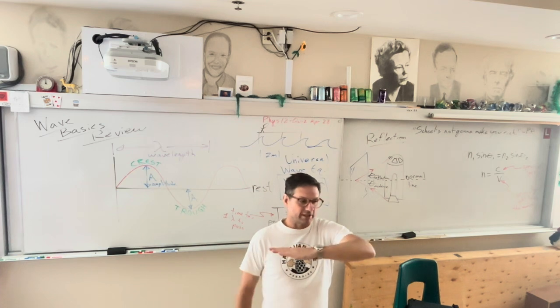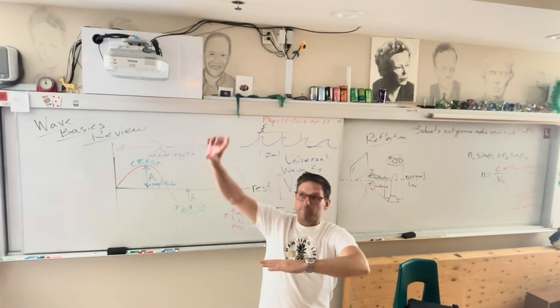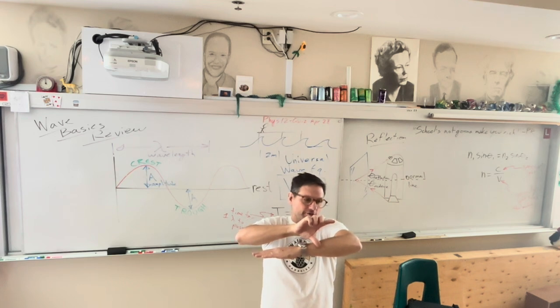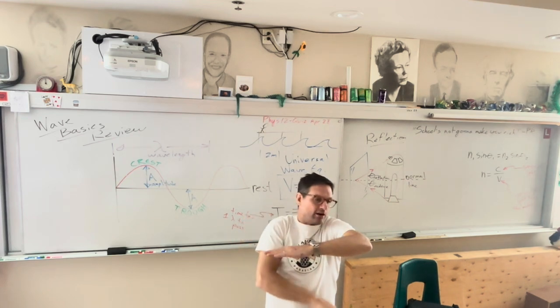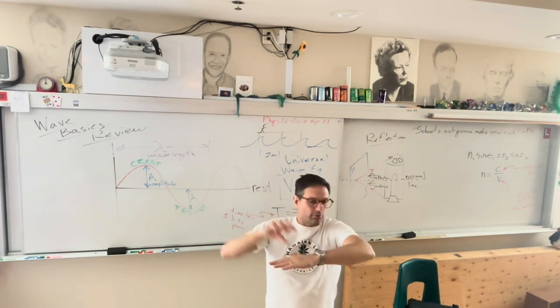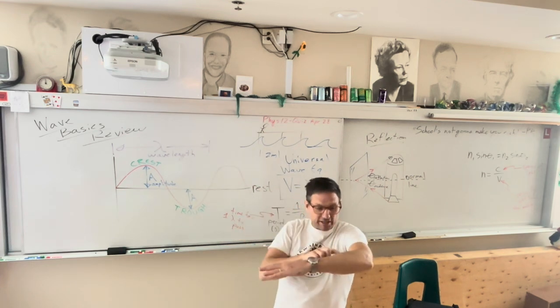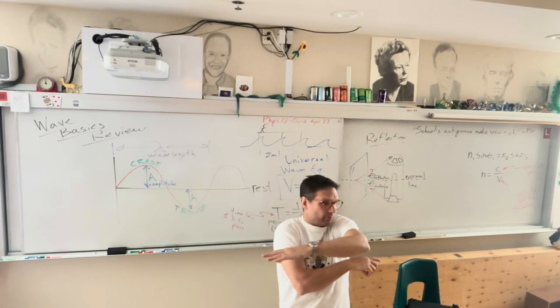Put your arm like this. This is the surface. Here comes a light ray. If it's going into more dense, what's it going to do? It's going to bend down towards the normal. What if it comes down and goes into less dense? Then it's going to speed up and it's going to bend away from the normal.